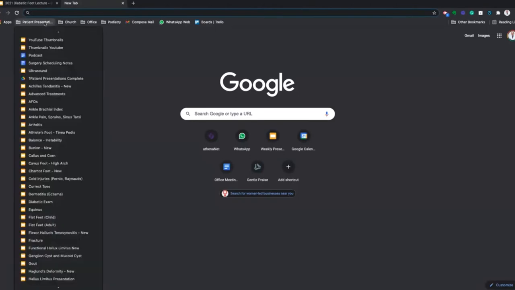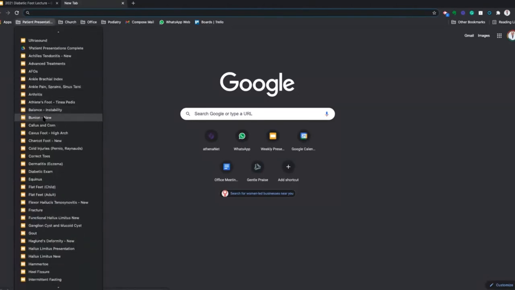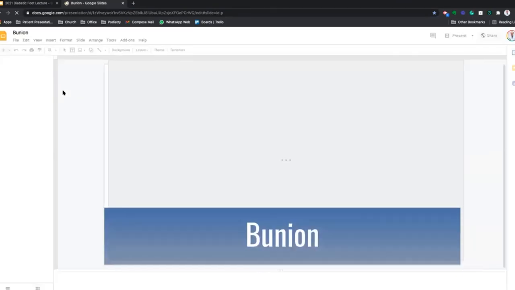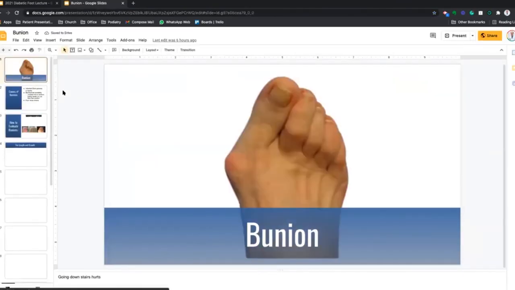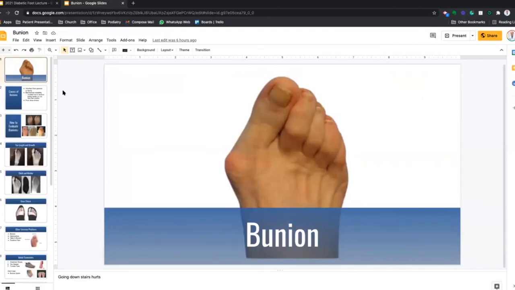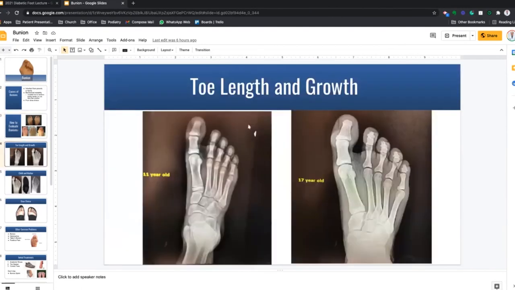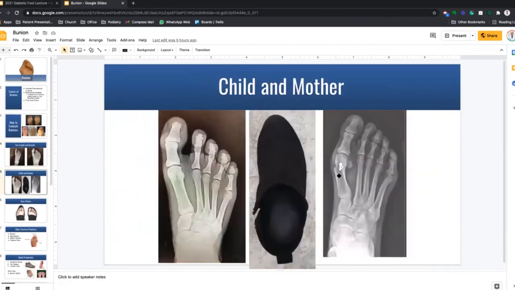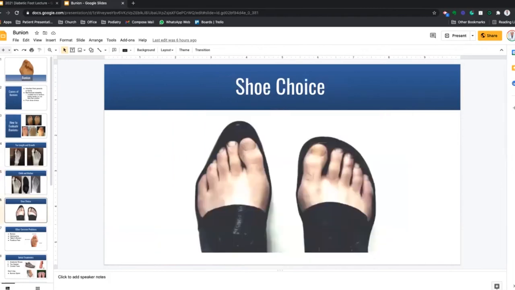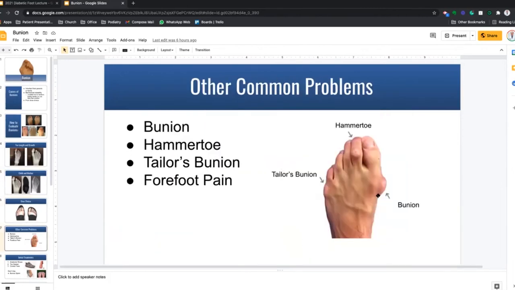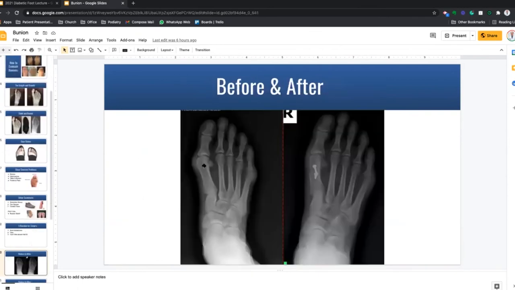In my practice, I use these Google Slides all the time. This is what I use in my treatment rooms with my patients to explain things. So this is a bunion. I know this isn't really our topic, so I'm not going to go through the whole thing, but there's mild, moderate, and severe. A bunion is a bumping out of the bone right here. This is a fixed bunion. I'm showing the shoes here, but the bump goes out right here. And if you look at some x-rays, here's a bunion. See that bump that goes out? And this is a bunion that's fixed with surgery. But this is the bunion right here that goes out. Does that make sense? That's what that is.